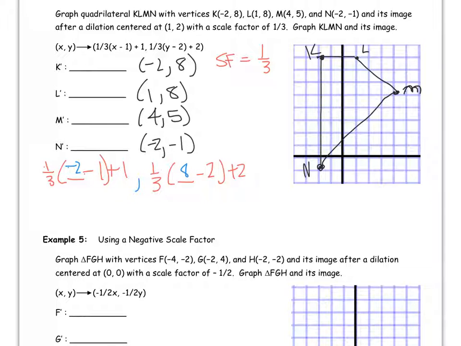Now it's very important that you follow PEMDAS. Order of operations is important. Hopefully you know that you have to do what's inside parentheses first. So -2 minus 1 is -3. Bring that down. Now 1/3 times -3 is going to be -1. Bring down the +1. -1 plus 1 gives me a value of 0.